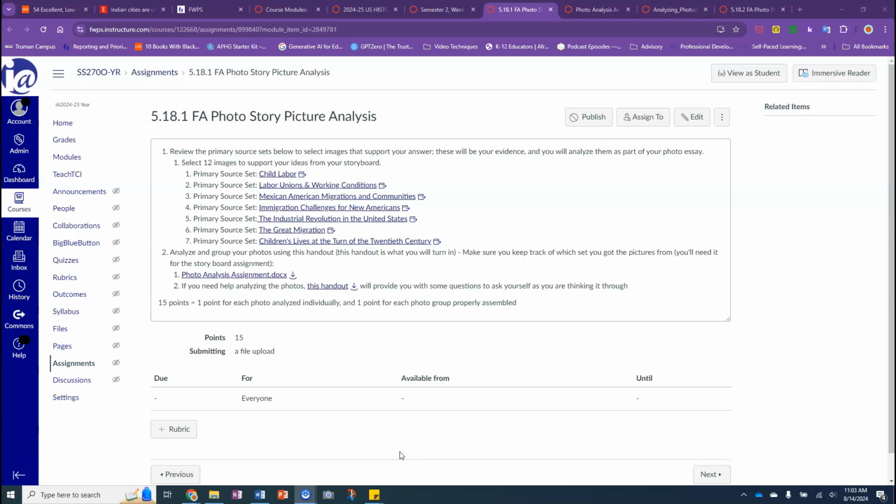And then once you've got your images, right, you need to do some analysis. And this is the thinking part of the assignment. So before you do any recording, before you even really do any script writing, right, you have to know what you're talking about. And that's where analysis comes in.